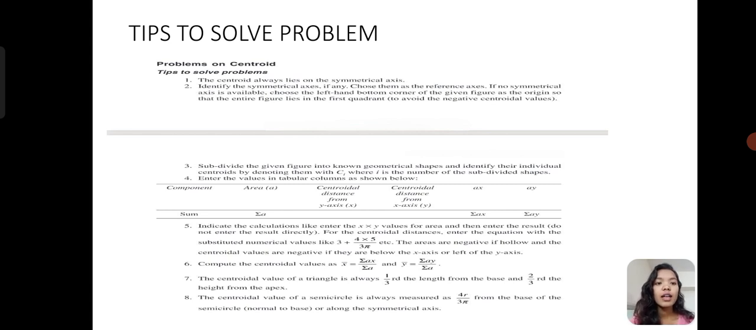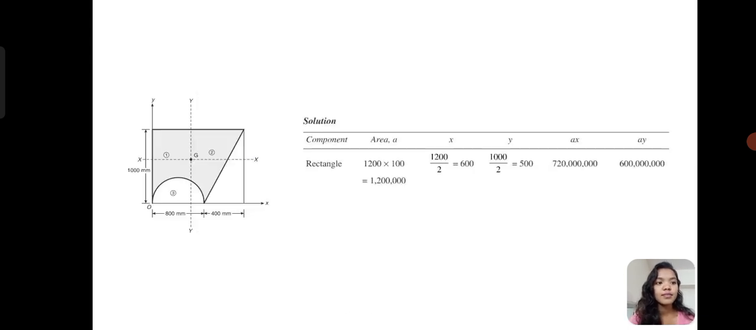The centroid of a triangle is always 1 by 3rd of the height from the base and 2 by 3rd of the height from the apex. The centroid of a semicircle is always measured as 4r by 3 pi from the base of the semicircle, normal to the base or along the symmetric axis.